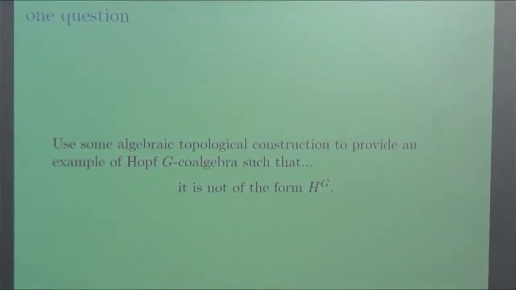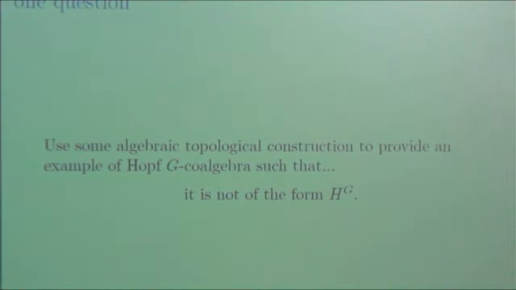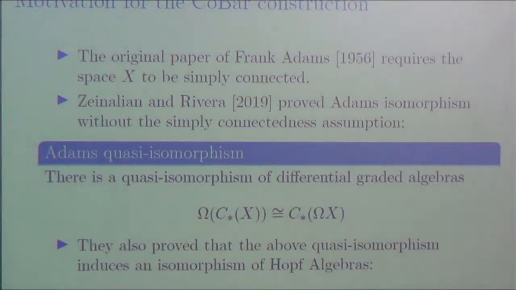Using algebraic topology, okay? Maybe you can construct examples by other techniques, but I want to use algebraic topology to construct an example that is not of this type. And of course, we want to use the simplest possible technique, the simplest possible construction. Okay, it turns out that I tried many ways and I failed all the time. Either I don't get the Hopf G coalgebra, or I get one that's H times G, which I don't want. Okay, so the co-bar construction is one possible construction that you could use to produce examples that are not of that type, that are not of H to the G.